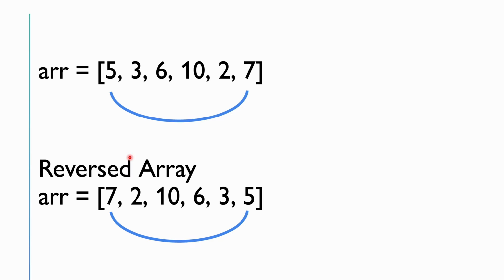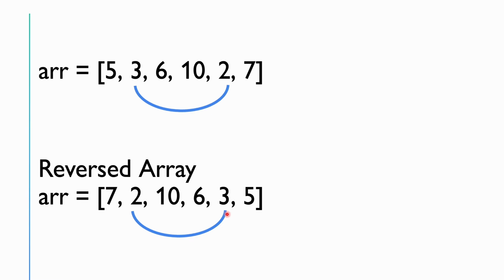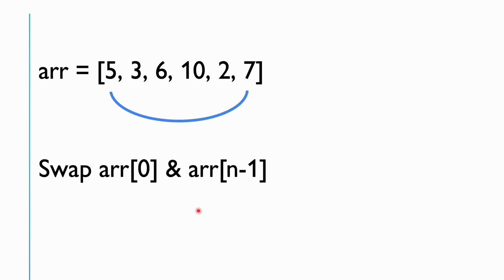If you carefully observe both the arrays, you will notice a clear pattern where 5 and 7 have swapped their positions. Similarly, 3 and 2 have swapped their positions. Also, 6 and 10 have swapped their positions. So essentially, we are swapping elements from the beginning and end of the array. This is nothing but we are swapping array of 0 with array of n minus 1, array of 1 with array of n minus 2, array of 2 with array of n minus 3.